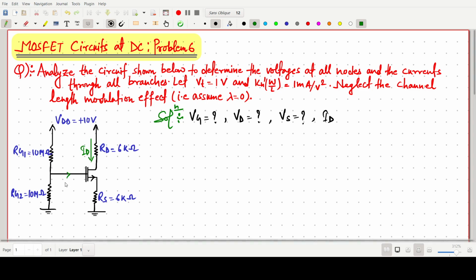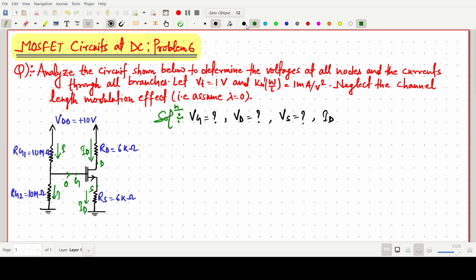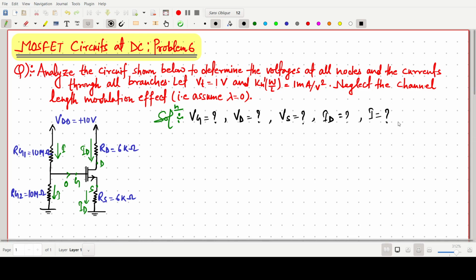And this current will be 0 because the gate is very high impedance, so generally we have to take it as 0. So no need to find out this one. And this is the drain, and this one is the source. So ID, we have to find this current. Some current will be there, say I. This current will be the same as this one, I, and this one is the same as ID in the source terminal. So we have to find ID as well as the value of I. All these things we have to find.